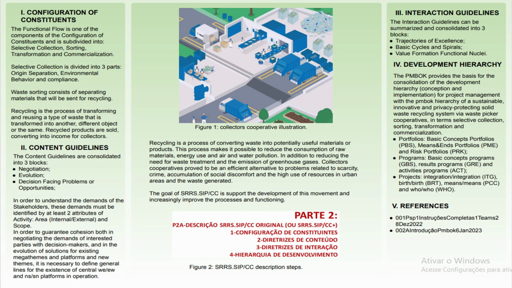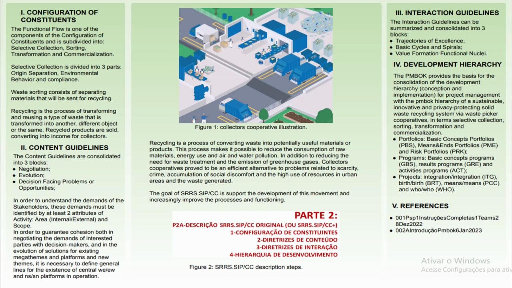This system has 4 pillars that we're going to talk about. The first one is the configuration of the constituents, and this one has 3 parts. That is how the flow of the collectors cooperatives work, and the transformation, the commercialization, how the process works. And it has 3 parts that are the origin separation, the environmental behavior, and the compliance.